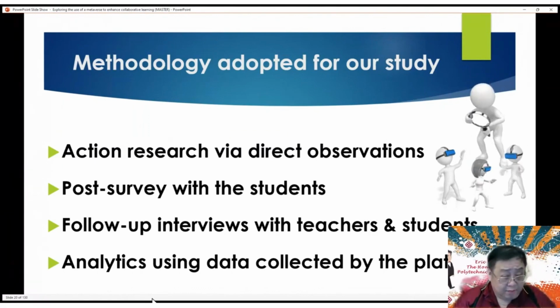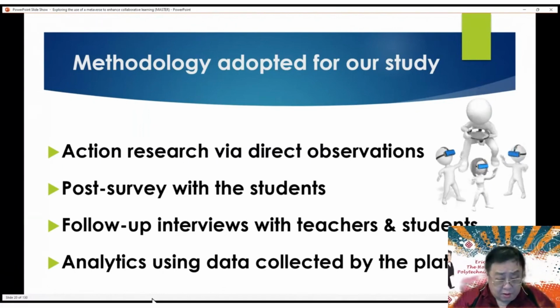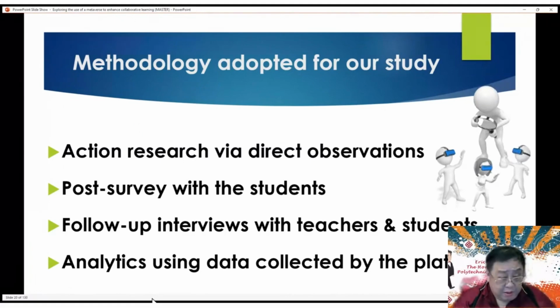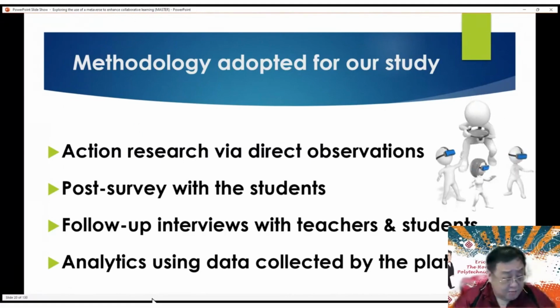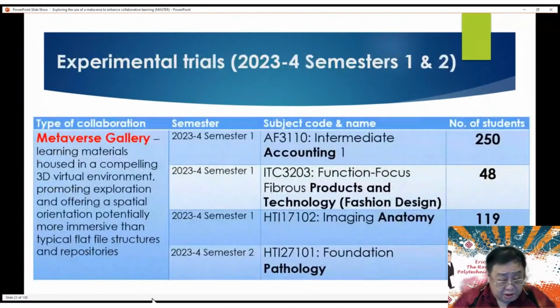And data is being collected through observation as well as through a metaverse platform, which generates analytics about the things that people do, where people often visit, what things people often touch or rotate inside a metaverse, and more. Now, not to bore you with the details, but you can focus on the bold words and the numbers, just to give you an impression of the 3 semesters that we have run this project.